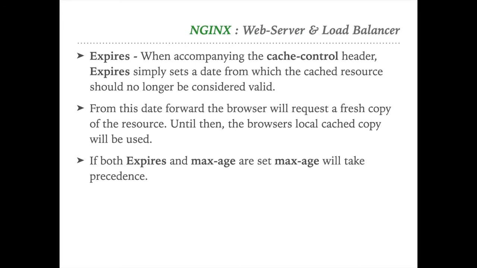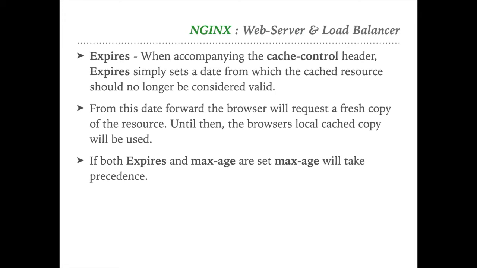Now the question is, if both expires and max age are combined with the cache control, then what will be the preference? So in both cases, if expires and max age accompany the cache control, then max age will take the precedence. It means max age will take the precedence. If the max age and expires have different times, the max age time will be considered for the cache control or the cache expiry.